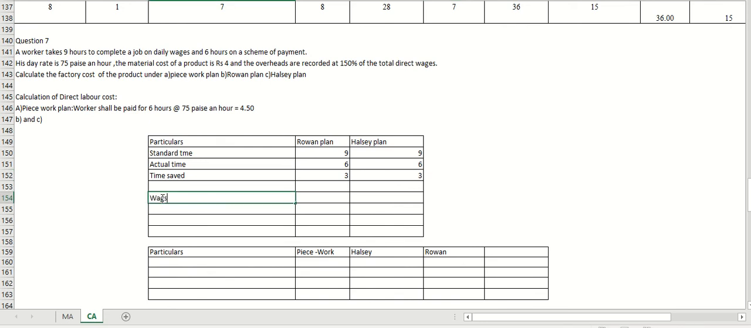So your wages is equal to time taken into rate per hour. Your rate per hour is 0.75. So time taken is 6 into 0.75, which you get 4.50. Under the Halsey method also it is 6 into 0.75, it is 4.50.